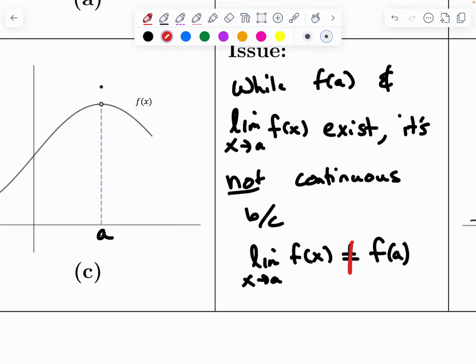So if I asked you to verify that this was continuous there, you'd have to say, well, look, f of a exists, the limit as x approaches a of f of x exists, and they're equal. That would be sufficient. If it was not continuous and I wanted you to explain mathematically, you'd have to show me which property is broken.